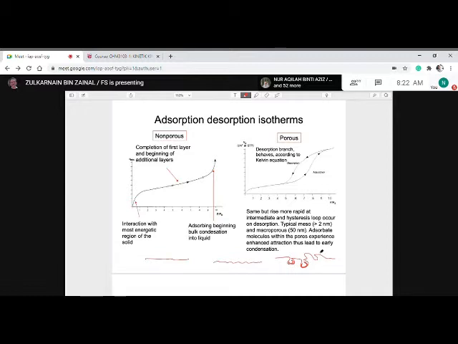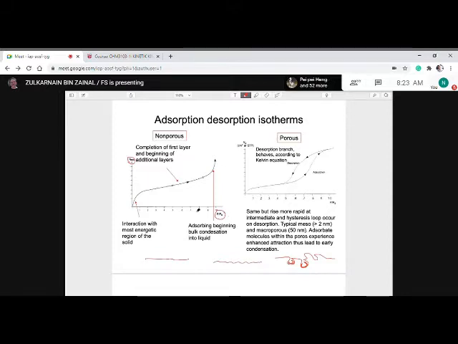Right? So we can differentiate the isotherm. What is an isotherm? An isotherm is the plot of the amount adsorbed, written as Q adsorbed, as you can see here, versus the relative pressure. Versus pressure also you can use, but normally we use relative pressure. What is relative pressure? It is the pressure over the saturated pressure.